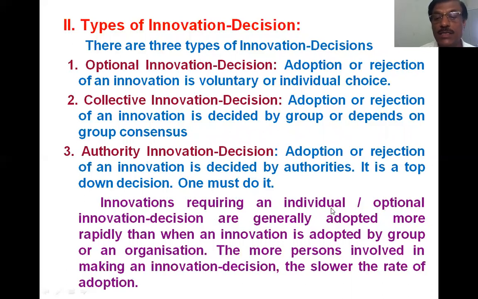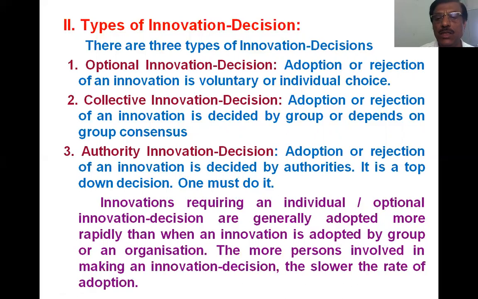Innovations that require individual or optional innovation decisions are generally adopted more rapidly, if the innovation decision lies with the individual. Such innovations are adopted more quickly, because the individual takes the decision. Whereas when the innovation is adopted by a group or organization, where the decision involves organizations or groups, the adoption of innovation is slower.